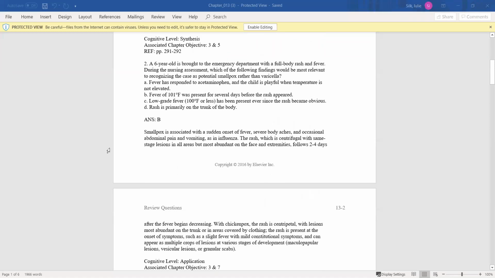So with chickenpox, the rash is different. The lesions are most abundant on the trunk or in areas covered by clothing. So the rash is present at the onset of symptoms. So that's kind of how it's a little bit.